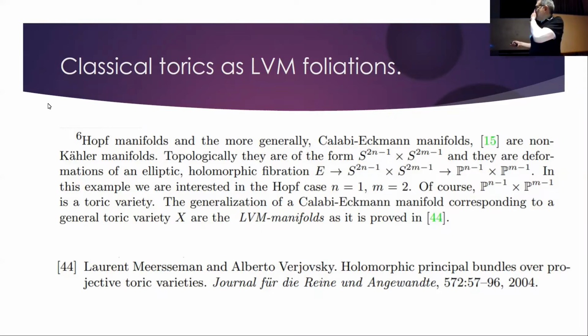We are, of course, in n equals 1, m equals 2. But of course, this is a toric variety. We have this elliptic holomorphic fibration above this toric variety. One may wonder, what happens when I deform this into the non-commutative realm? Say in the case n equals 1, m equals 2, this is P1. And I'm deforming P1 into these non-commutative P1s. So what happens when I deform this into the non-commutative realm?